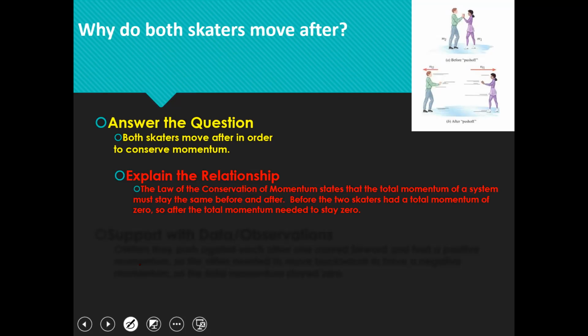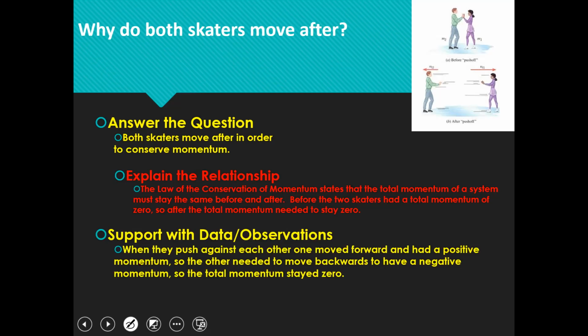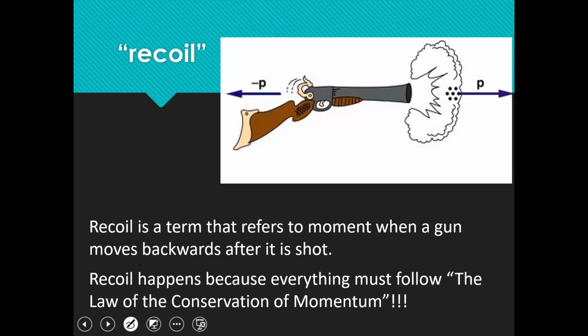Is it clear? Teacher, this is only in the state when the velocity is 0, right? For this conservation of momentum, only when the velocity is 0? Yes. Okay. Now, when they push against each other, one moves forward and has a positive momentum, so the other needs to move backward to have a negative momentum. So the total momentum stays 0, as we discussed before.